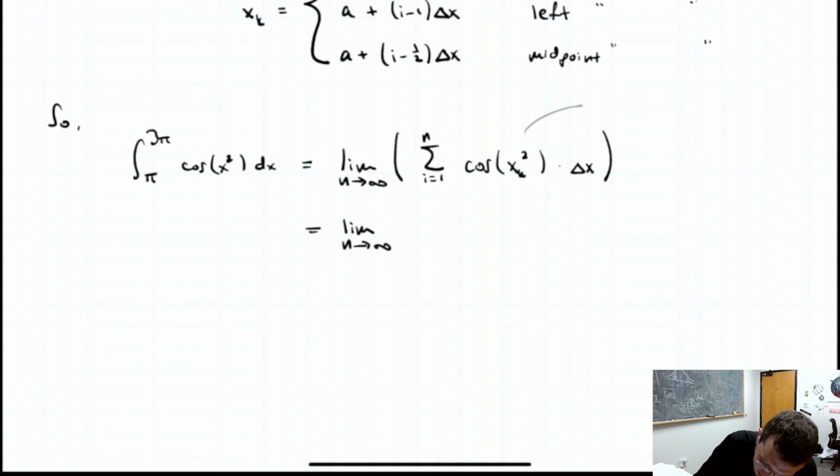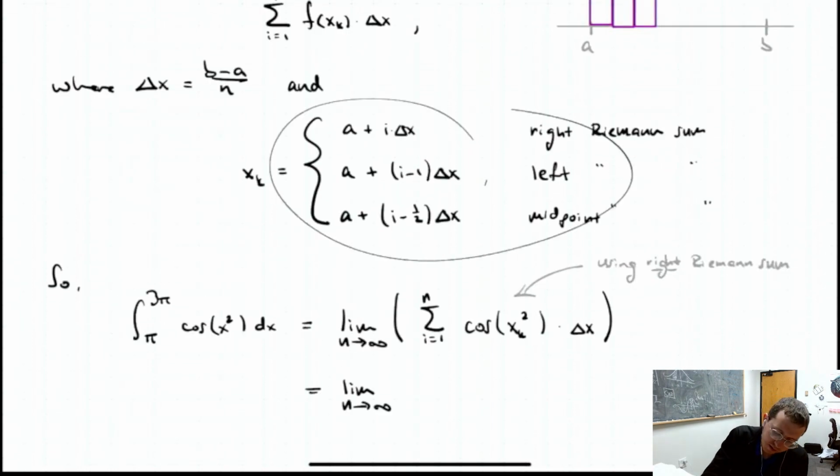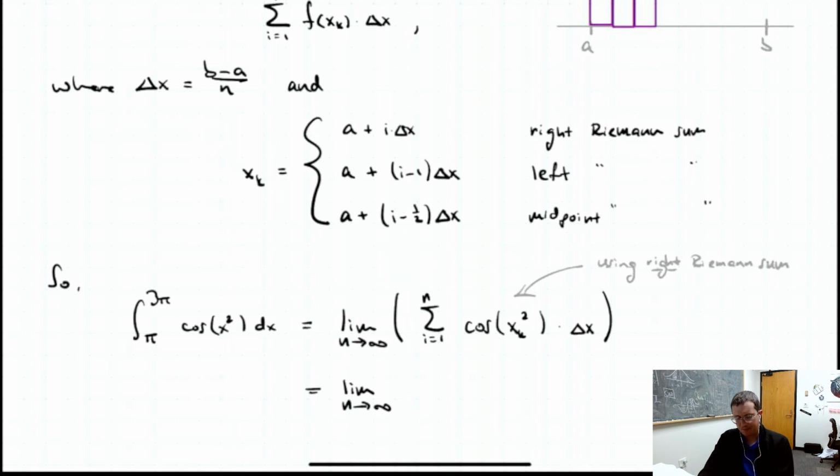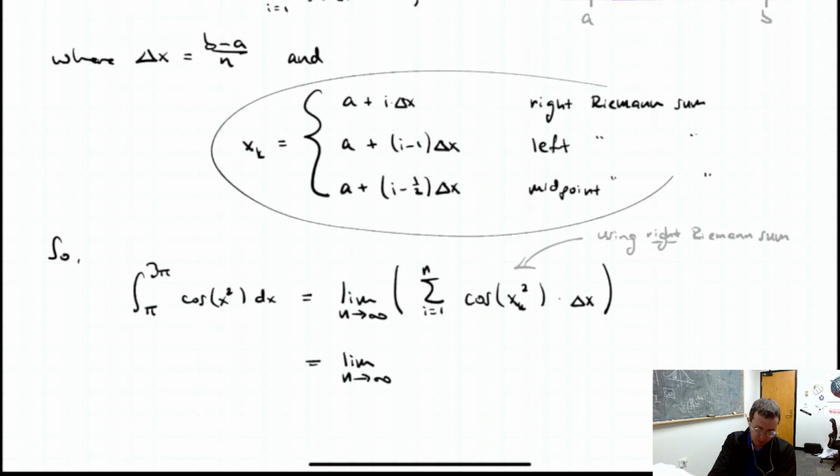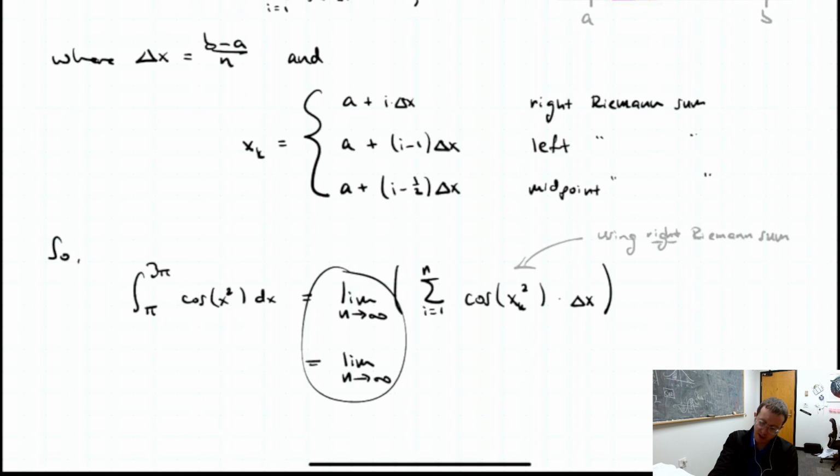So let me just point out, I'm using the right Riemann sum. It does not matter which of these three Riemann sums you use. You will get the same result either way. These Riemann sums are not all equal to each other, but when you take the limit as n goes to infinity, those limits are going to be equal.